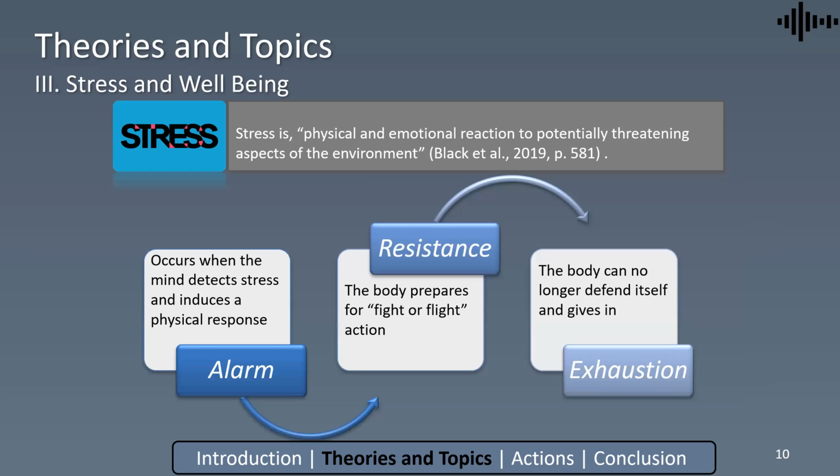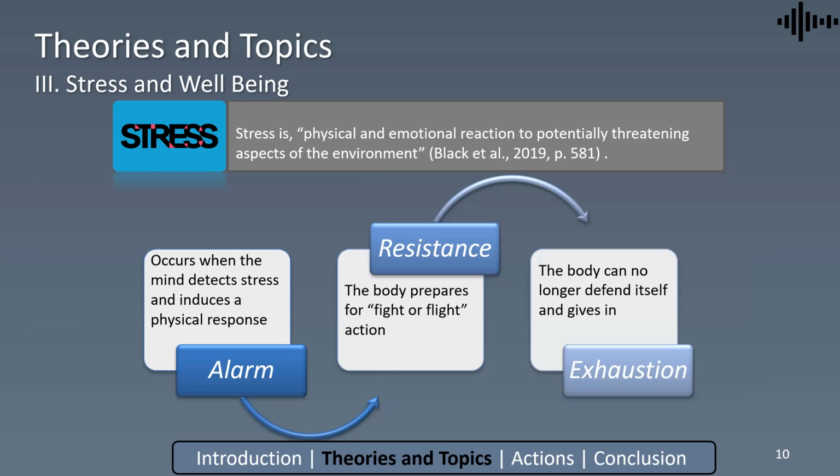Lastly, COVID-19 has increased the stress levels of employees across the board. Known as the general adaptation syndrome, the first stage is alarm and occurs when the mind detects stress and induces a physical response. In our scenario, the alarm could occur when an employee receives a notice of furlough due to the pandemic. The second stage is resistance, which attempts to recover from the effects of alarm. If successful, the individual returns to their normal state. However, if not, the body reaches a state of exhaustion and deals with complications including high blood pressure, ulcers, fatigue, or tension.